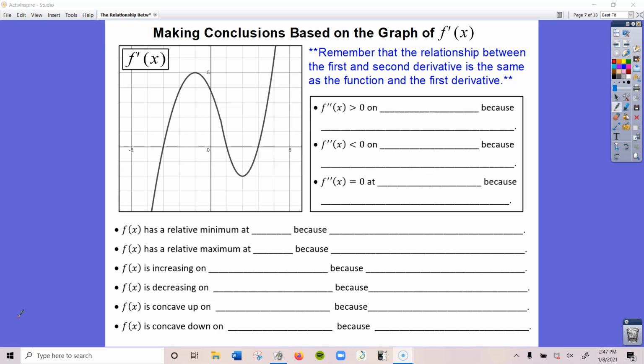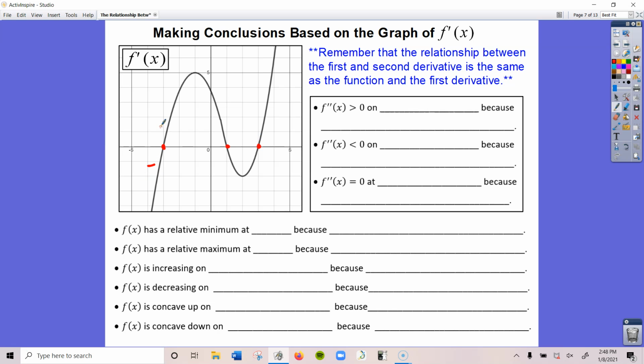So for example, let's start here with the function. F of x has a relative minimum. Now remember that this is the graph of f prime, and f of x is going to have a minimum when the derivative changes from negative to positive. So we're looking for these x-intercepts.